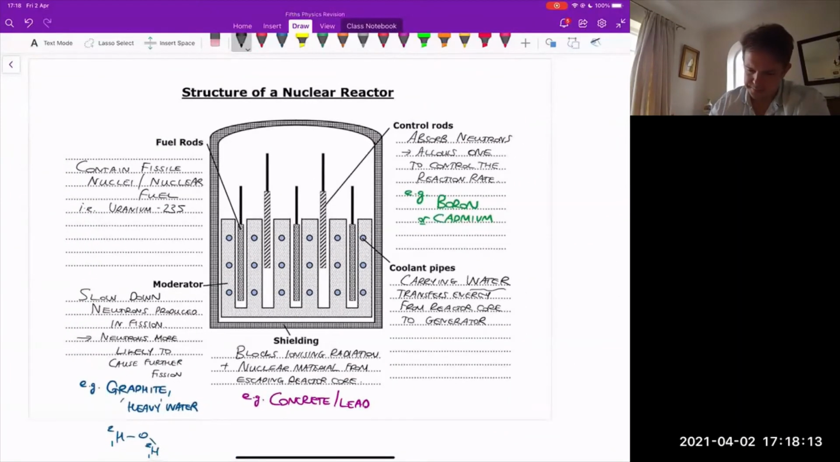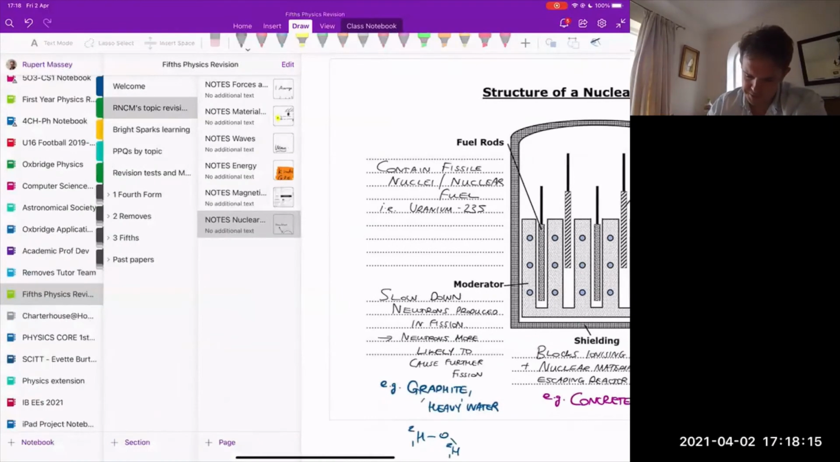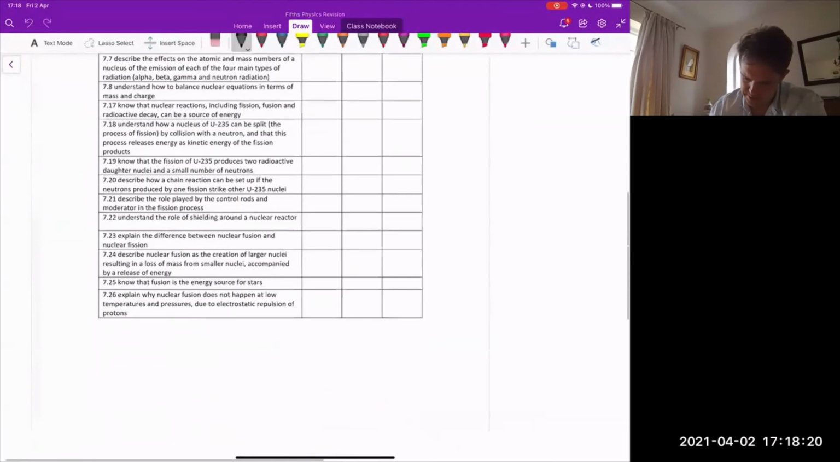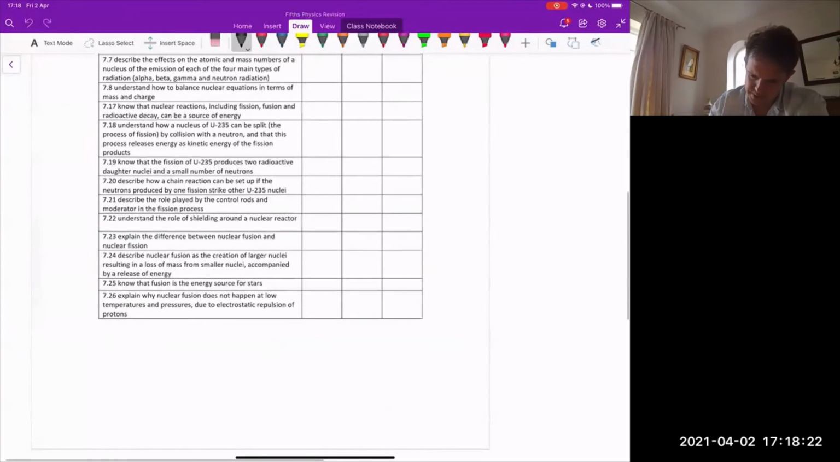So that more or less covers fission and fusion. Let me check the checklist for fission and fusion. So we've talked about fission, fusion, describe the process, daughter nuclei, small number of neutrons, chain reaction, control rods, moderator, shielding, difference between fission and fusion, that's obvious, splitting versus joining.